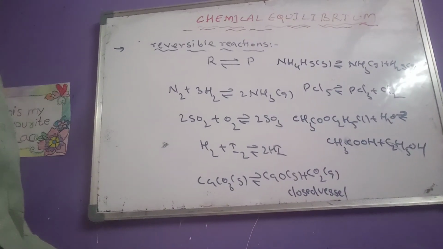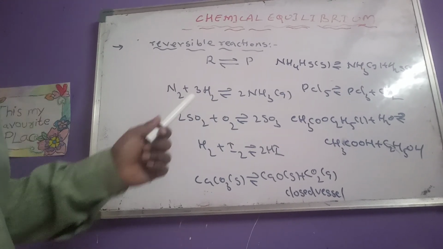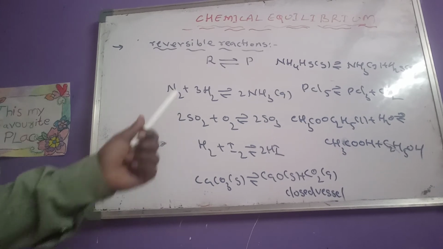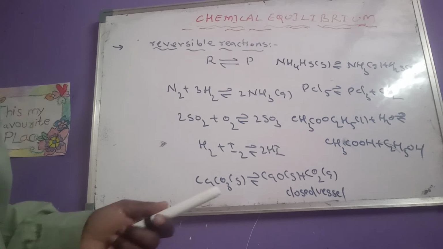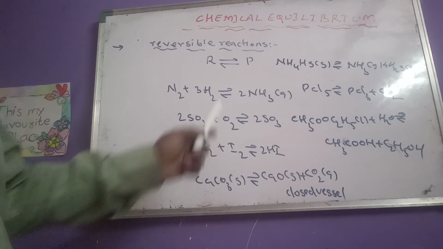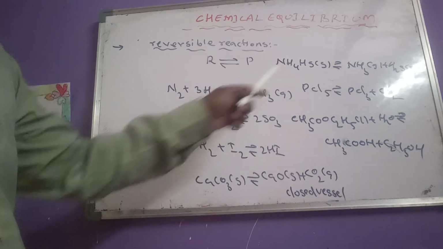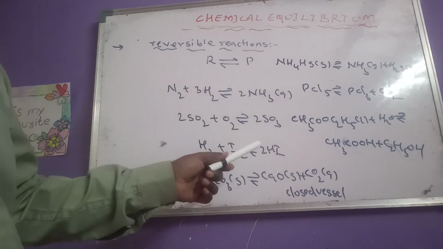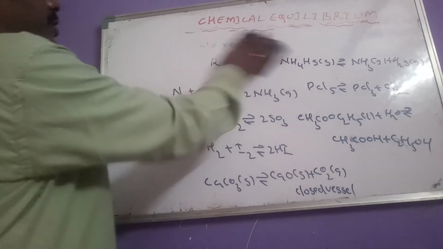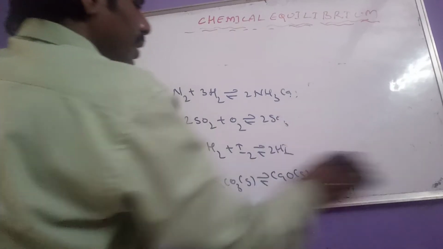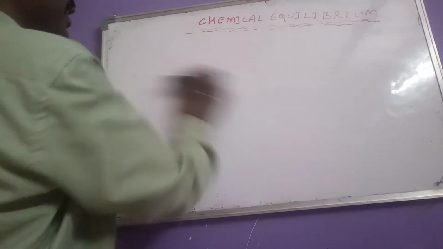These are the examples we have to remember for reversible reactions, because in competitive examinations we get questions like: which of the following is an example of a reversible reaction? They may not give the equilibrium symbol, only a normal arrow mark. But if you remember these examples, you can identify one of them. These are the examples of reversible reactions.